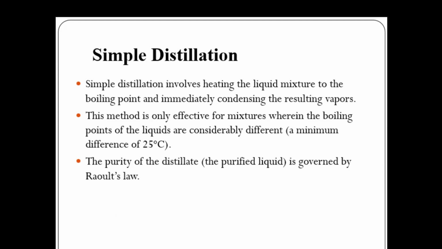This method is very effective for mixtures where the boiling points of the liquids are considerably different. In simple distillation, the boiling point difference is considered; the minimum difference is 25 degrees Celsius. If you are going to separate two liquids or other components, then the difference will be 25 degrees Celsius. It is the basic. The purity of the distillate, the purified liquid, is governed by Raoult's law.